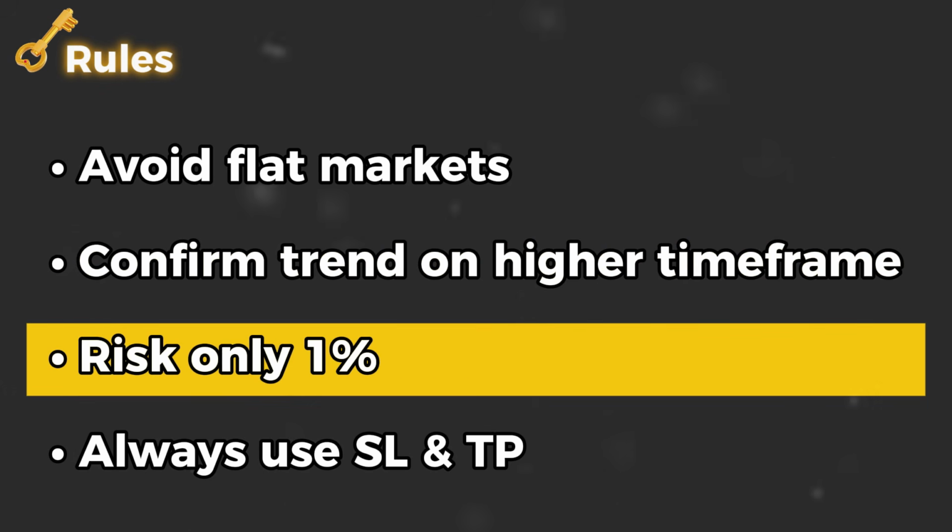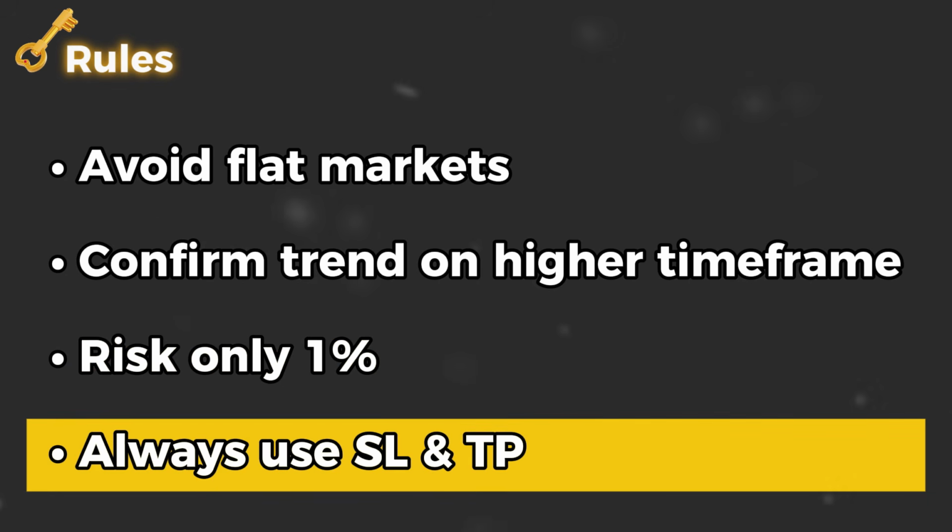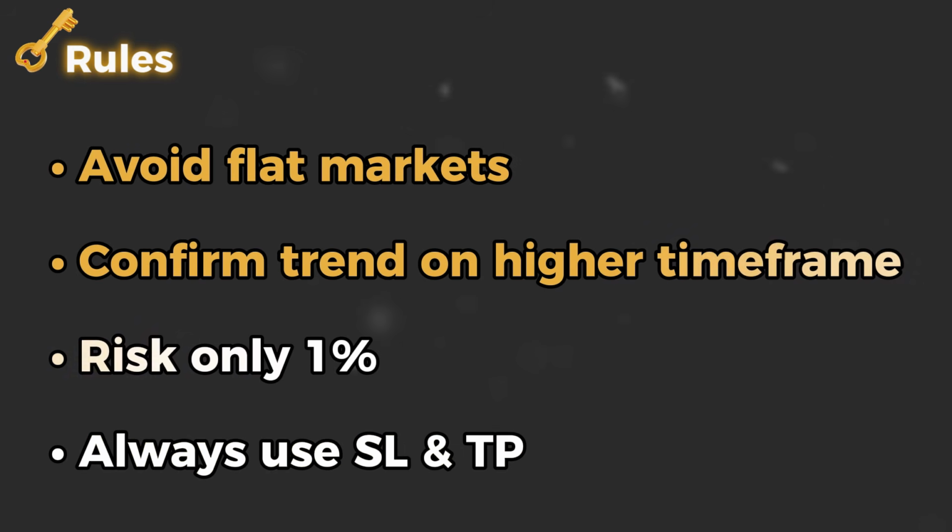Third, risk only 1% of your account on each trade. This is called the 1% rule. It keeps your account safe even if a trade goes against you. Fourth, always use stop loss and take profit. Never skip them. They protect your account and make trading more organized. Following these rules will help you trade smarter, stay safe, and reduce mistakes, especially if you are a beginner.